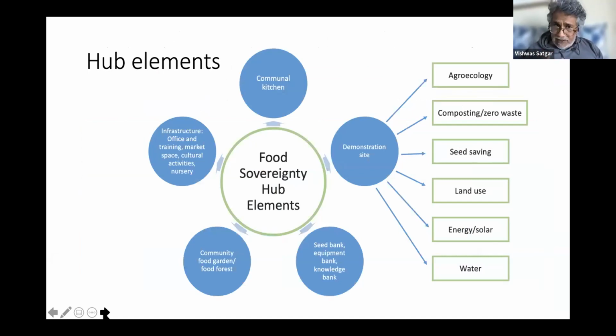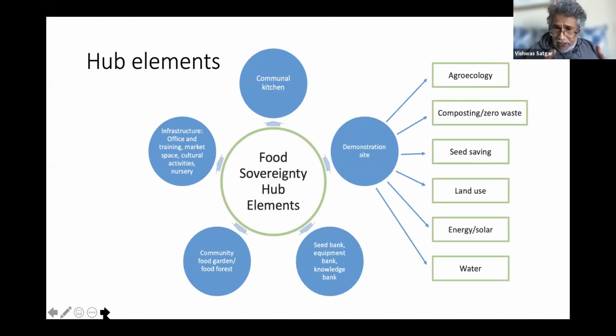And a hub, very simply, is a space where you can provide a backbone for building a pathway. You can have a seed bank, you can have equipment, you can do composting, you can show demonstration to households in a neighborhood, to communities, and so on. You can have a communal kitchen, and you can have infrastructure for community markets, etc. And essentially, this is a commons, a knowledge commons, a sharing commons, and so on.